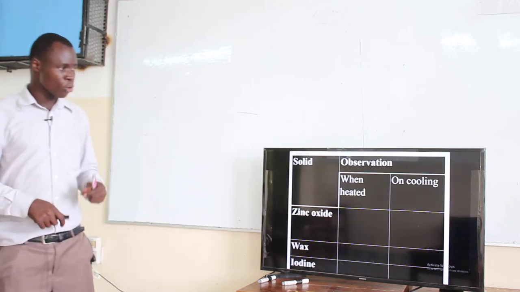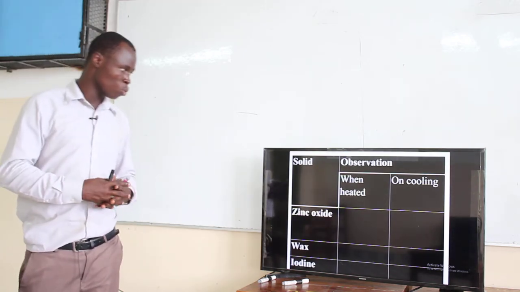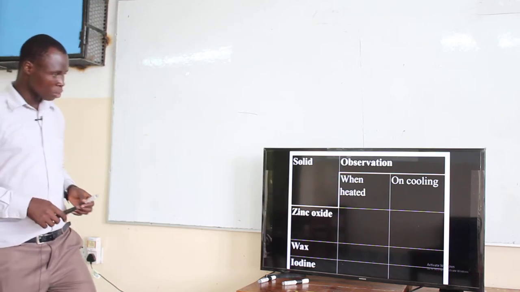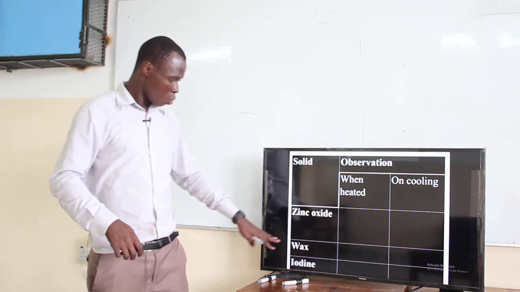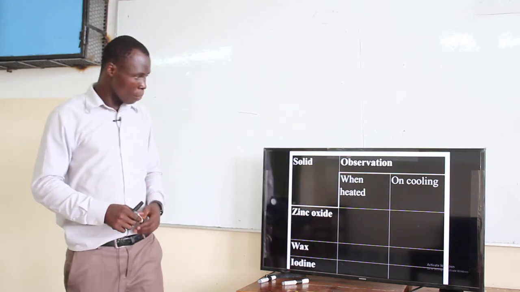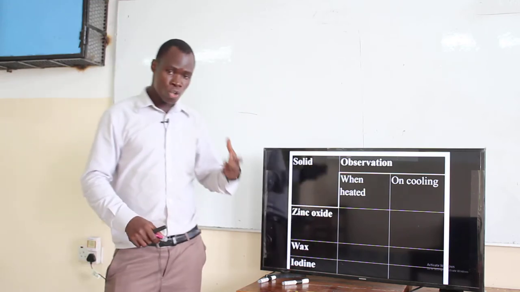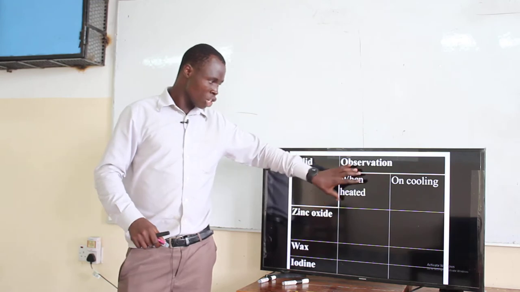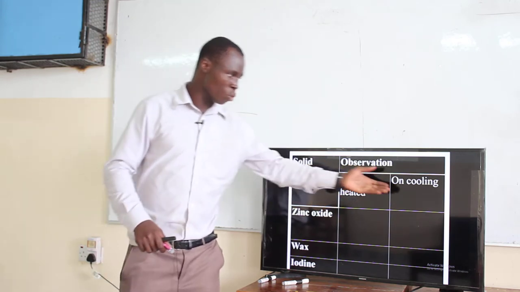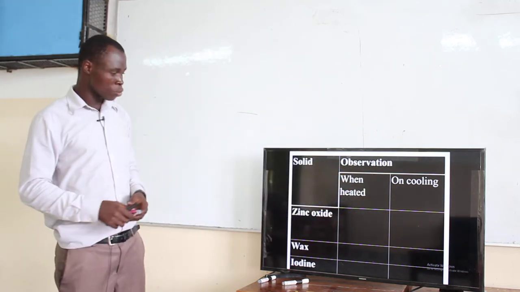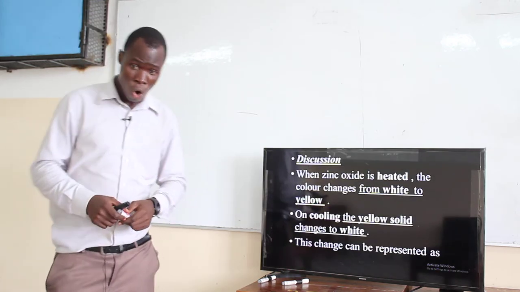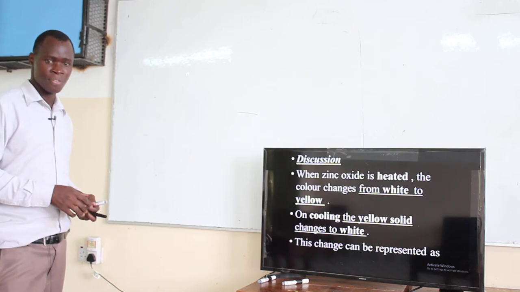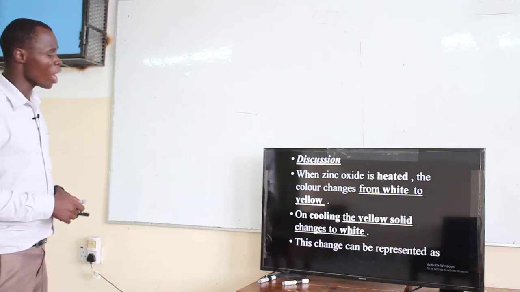So this is the table in which you are supposed to record your observation. The solids here are zinc oxide, wax and iron. You are supposed to record your observation when each is cool, when it is heated, and when it is cooled again. So you are supposed to record what you really observe. Now, when zinc oxide is heated, the color changes from white to yellow.